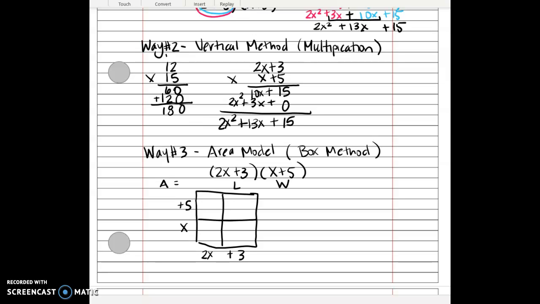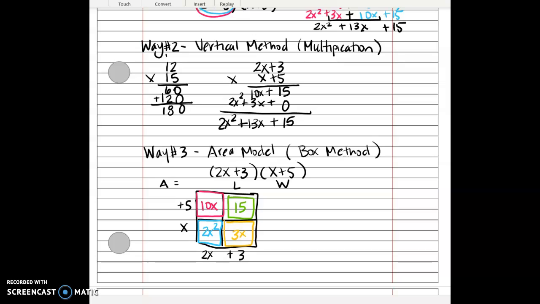So if we take a look at the first section, it is an x by 2x, or 2x by x, which gives me an area of 2x squared. The other section, we have a 5 by 2x, which gives me 10x. We have a third section. We have an x by 3, or 3 by x, so 3x. And then I have a fourth section right here. This is a 5 by 3, giving me an area of 15.